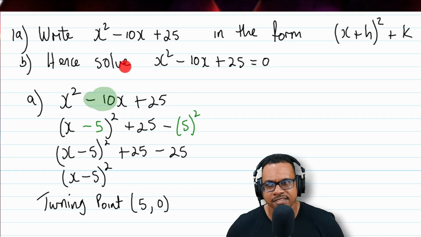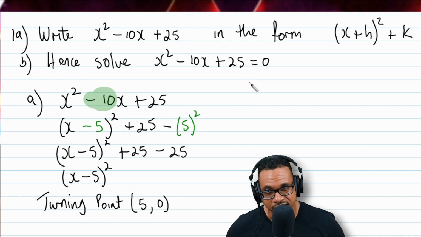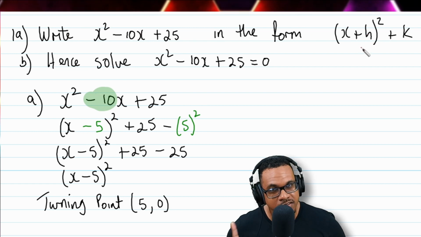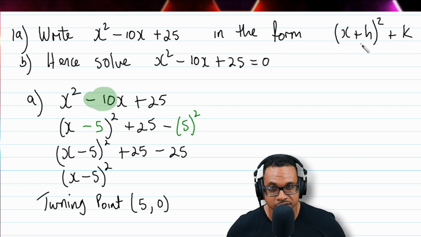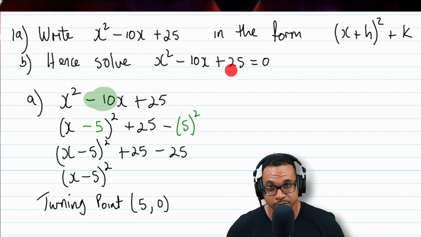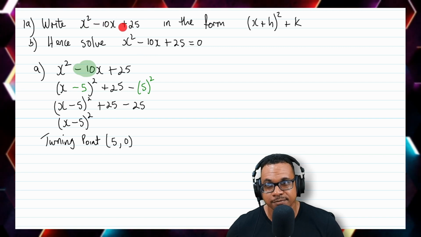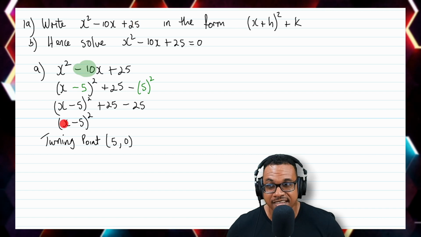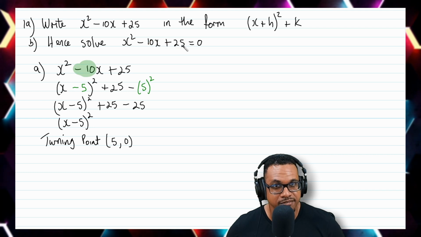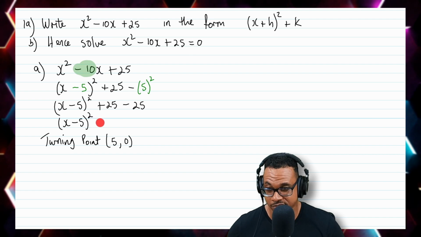So for part B, we have hence solve this quadratic equation. Now, yes, you can use the quadratic formula or factorization, but because it's a hence solve and part A asks you to complete the square, you would not get any marks if you use factorization or the quadratic formula. You have to continue from this point and solve this quadratic equation. So if x squared take away 10x plus 25 is the same as x take away 5 in brackets squared, then when you put x squared take away 10x plus 25 is equal to 0, that is the same as putting x take away 5 in brackets squared is equal to 0.